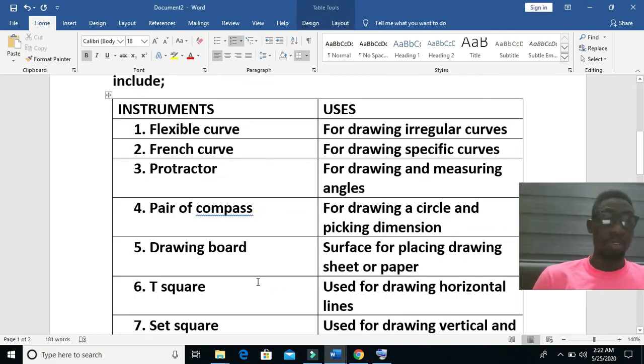Alright, let's get back to our notes. Number 3, protractor. We're familiar with this one. We have it in our mathematical set. It's used for drawing and measuring angles.